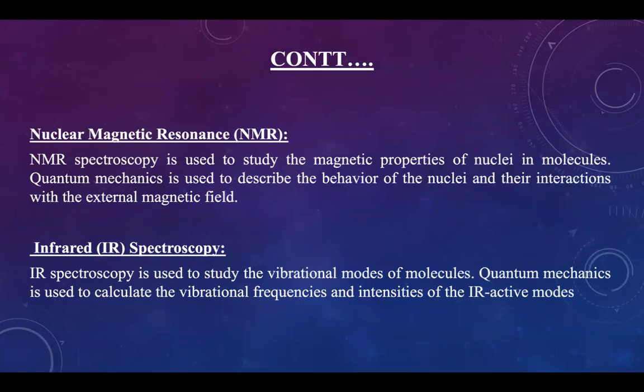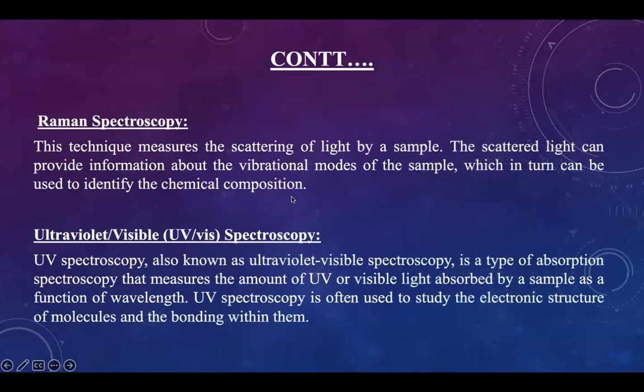Infrared spectroscopy. It is used to study the vibrational modes of molecules. Quantum mechanics is used to calculate the vibrational frequencies and intensities of the IR active modes. Raman spectroscopy. This technique measures the scattering of light by a sample. The scattered light can provide information about the vibrational modes of the sample, which in turn can be used to identify the chemical composition.